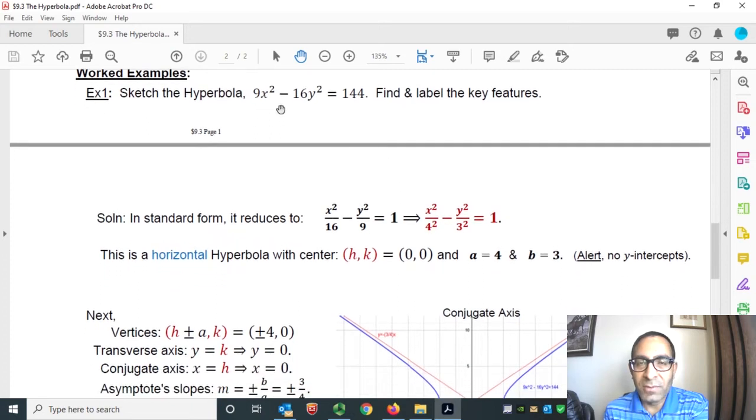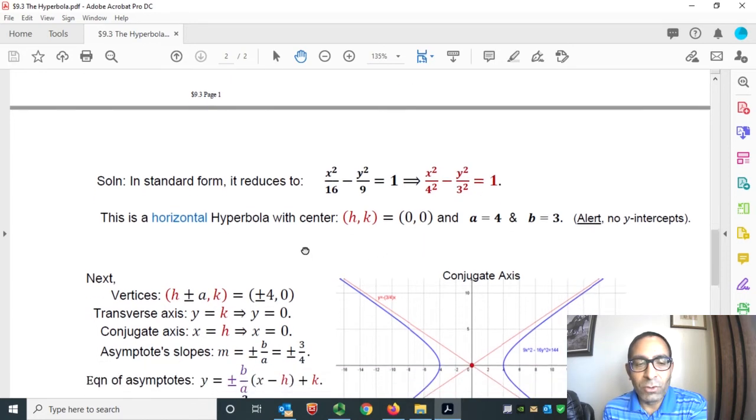Let's rewrite the given equation of the hyperbola in standard form. So divide both sides by 144. Then 9 cancels 144 16 times. 16 cancels 144 9 times. And 144 divided by 144 is simply 1. So we have x squared over 4 squared minus y squared over 3 squared equals 1.